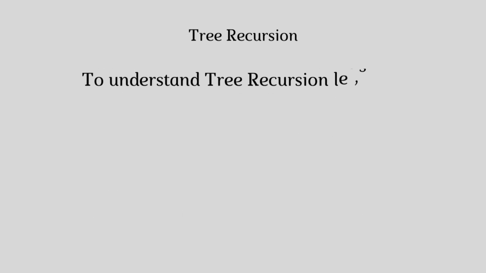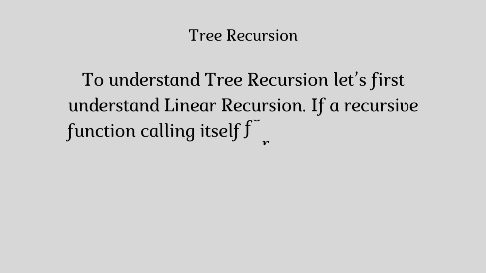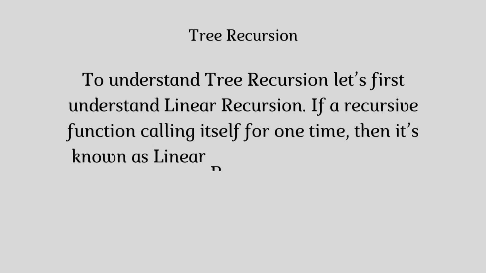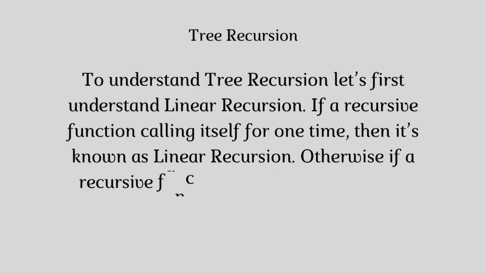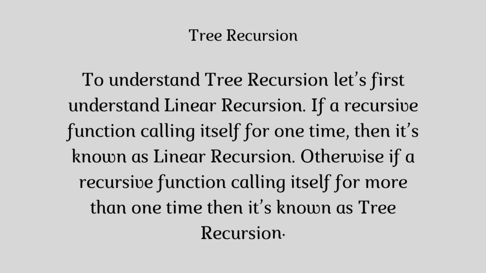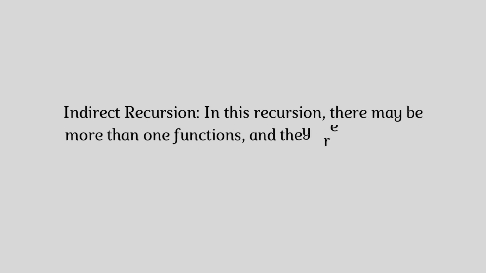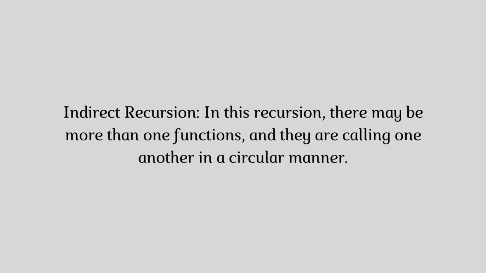Tree recursion. To understand tree recursion, let's first understand linear recursion. If a recursive function calling itself for one time, then it's known as linear recursion. Otherwise, if a recursive function calling itself for more than one time, then it's known as tree recursion. Nested recursion. In this recursion, a recursive function will pass the parameter as a recursive call. That means recursion inside recursion. 2. Indirect recursion. In this recursion, there may be more than one function, and they are calling one another in a circular manner.